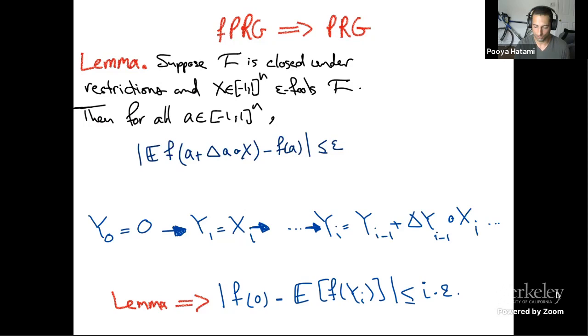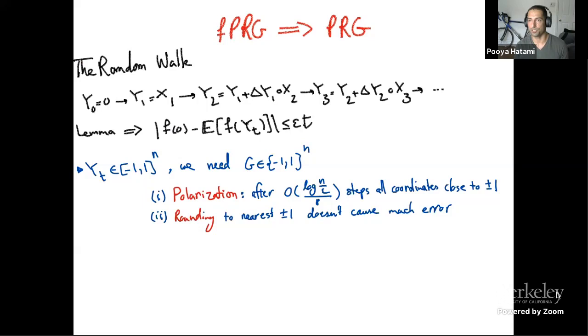But remember, we wanted an actual PRG. So currently, with this random walk, there's no guarantee that it's going to actually reach the vertices of the cube. We will finish this construction by showing two new ideas. The first one is the concept of polarization. We show that this random walk is actually polarizing, meaning that it will get very close to the vertices of the cube quickly. So in a logarithmic number of steps, we get very close to plus or minus one.